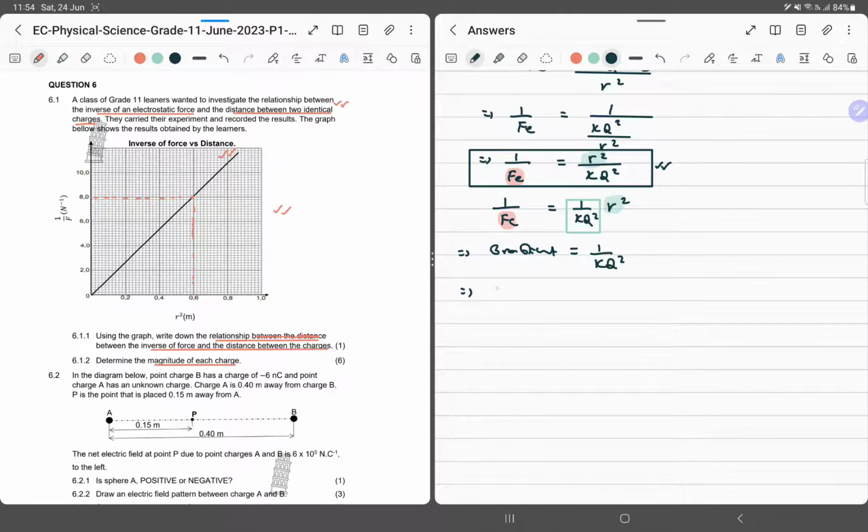So the gradient is always change in Y. Now change in Y is going to be 8 minus 0, okay? Because we're taking it from the origin. This one is going to be 0.6 minus 0 is equal to 1 over kq squared. Maybe let's do this. Since we're substituting k, we know that it's 9 times 10 to the 9 into q squared.